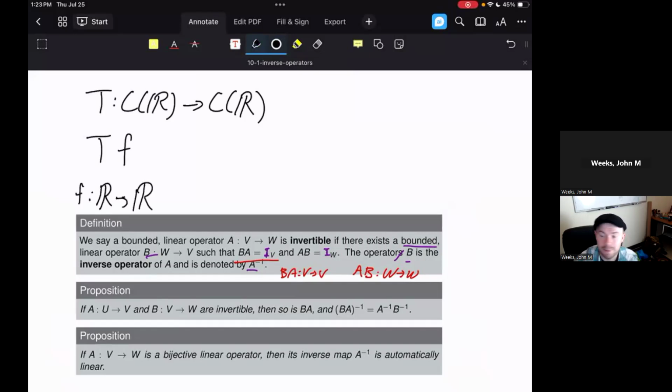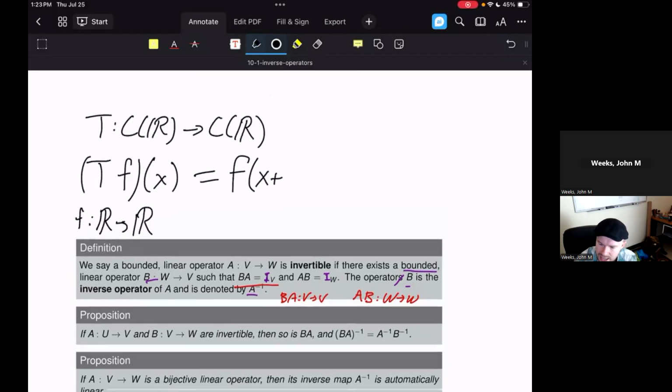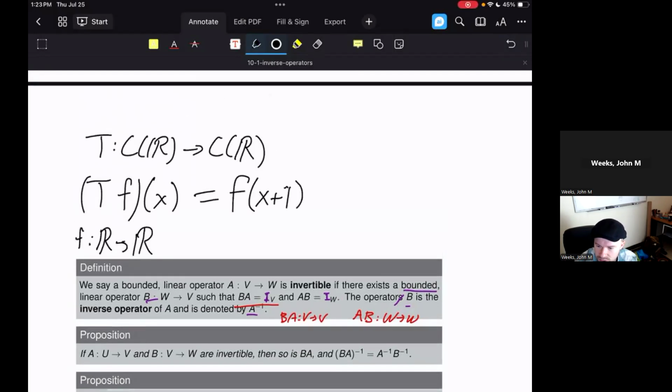This is some function. I could plug in a real number, x, and I could get out another number, y. And the way that I'm going to define T f, this operator here, is that if I plug in a value x inside of the function that T f is, that gives me another function, a continuous function out of the real numbers, and I'm going to connect that back to the original function f that I got and gets the value f of x plus 1 from that function. So here's what I mean by that.